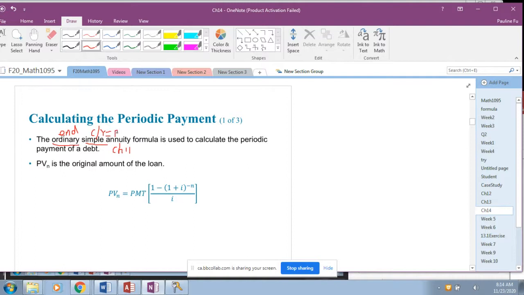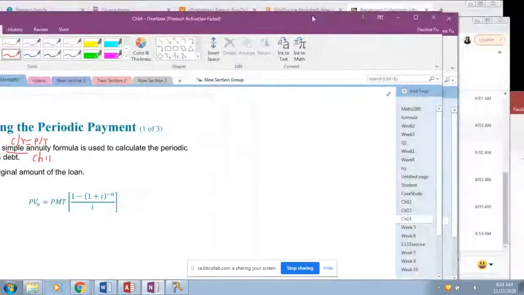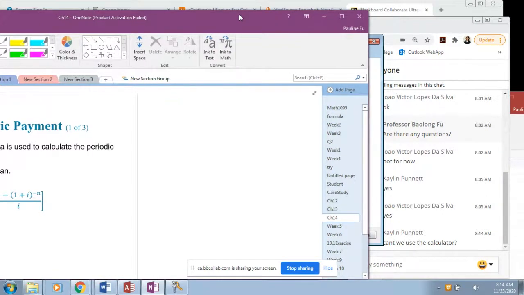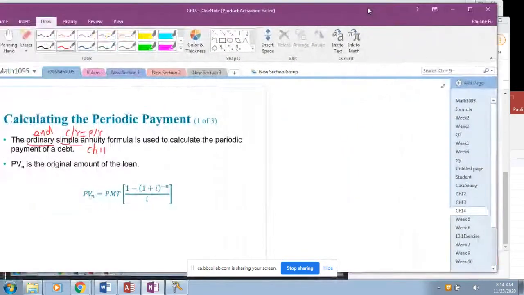Okay. I heard questions. I'm going to check the question. Can we use the calculator? Yes, we are going to introduce calculator. Right now, it is just concept. Okay, introduce the topic, discuss the concept.